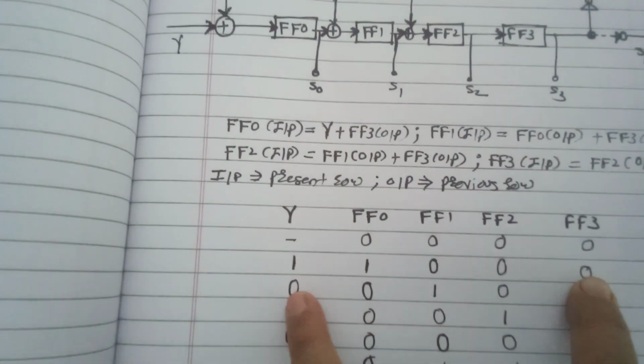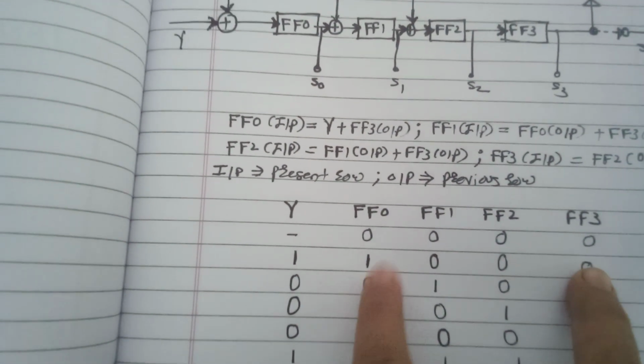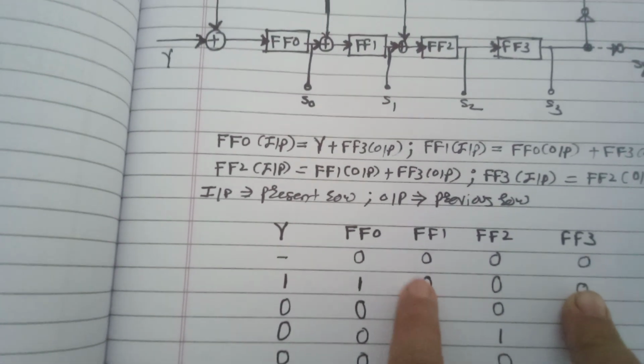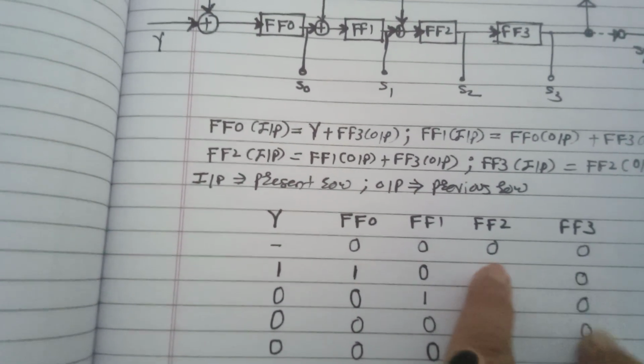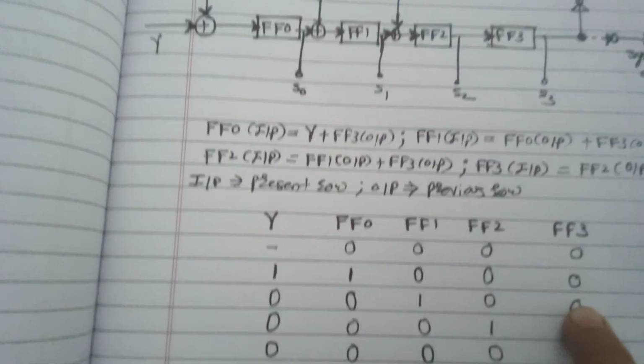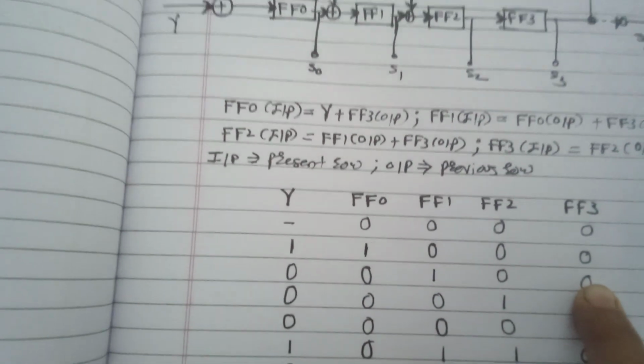So then 0 plus 0, this 0. 0 plus 1, this 1. 0 plus 0, this 0. Then this 0 appears here. Then flip flop 3 is everywhere. I think in 3 operations flip flop 3 output is there.